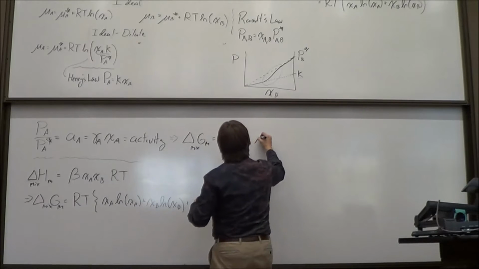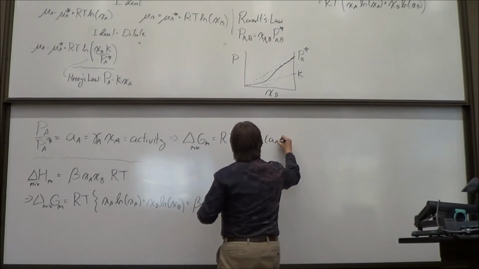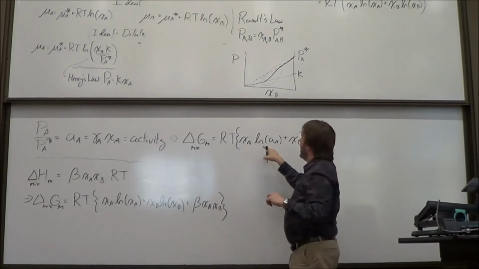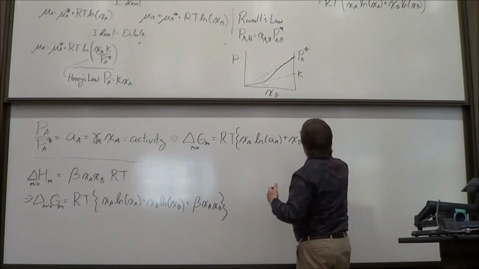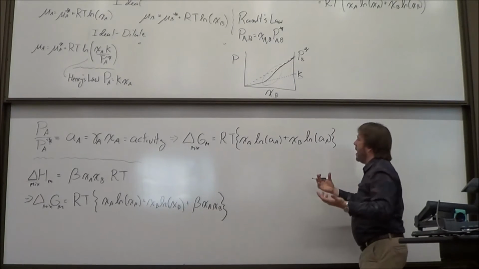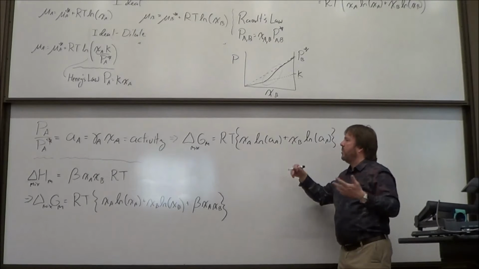Bracket chi A ln activity. Remember, this makes it perfect, plus chi B. Remember that these chi A's and chi B's just come from the fact that you need to know the moles of A and B relative to each other. How could you not, right? In case you don't have a solution, one of them is 0.